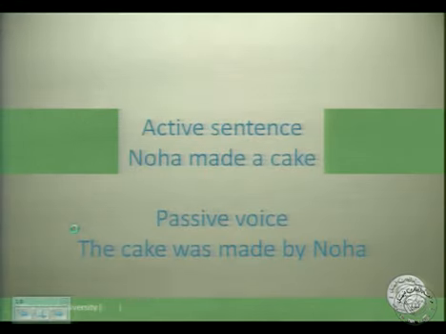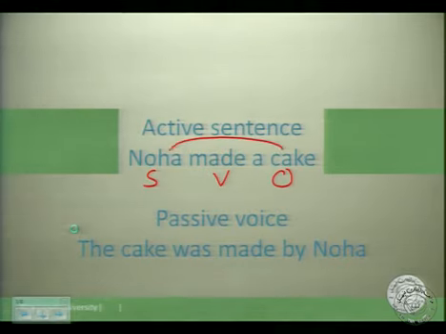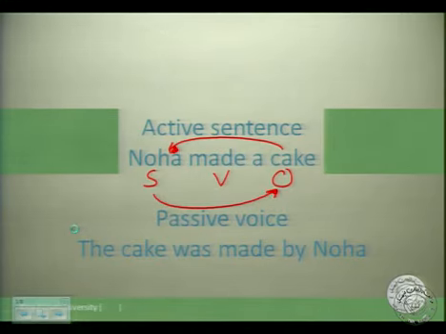And let's see an active sentence. We have Noha made a cake. So we have here the subject, the verb, and here the object. Very simple, very clear. Subject, verb, object. This is an active sentence. Passive voice: we switch the places between the subject and the object. We switch between the S and the O, and we make a little change in the sentence. So let's see the second sentence. So a cake becomes the cake was made by Noha.